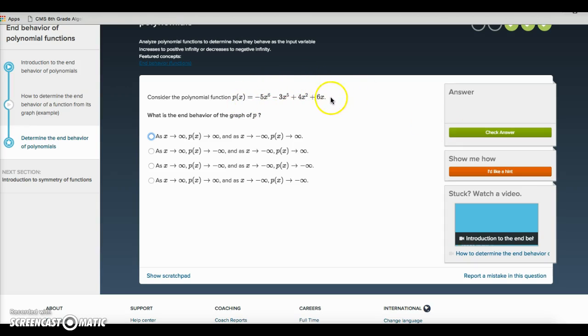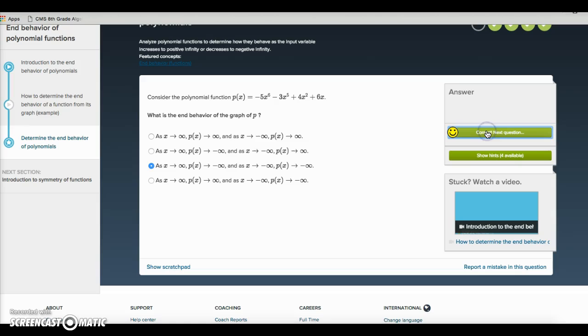Okay, again, looking at this function, let's look at the degree. We have an even degree, but it's negative. Even degree means we should have up and up, but since it's negative, we should have down and down. So this is very similar to the last one we had. So as x gets bigger, as x goes off to positive infinity, p of x is getting smaller. So that's down, and as x goes off to negative infinity, p of x is also going off to negative infinity. That's down as well. So this should be the same choice as before.